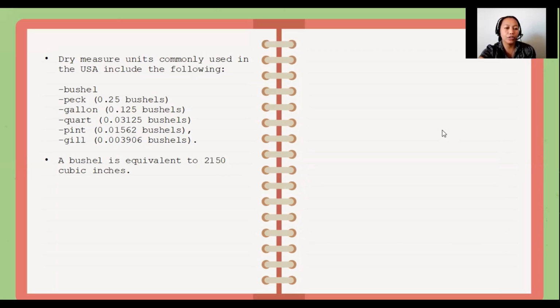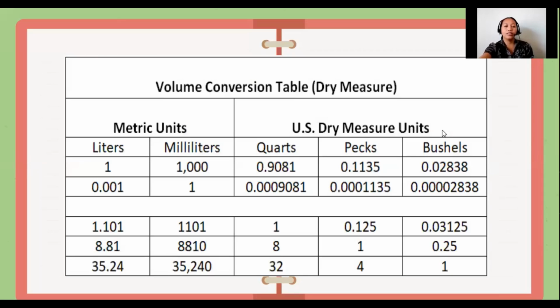And for the gill, 0.003906 bushels. So a bushel is equivalent to 2,150 cubic inches. These are the corresponding dry measure units in the USA. So this is also the corresponding volume conversion table in metric units and in dry measure units. When you are trying to convert, you can use this volume conversion table as your reference.